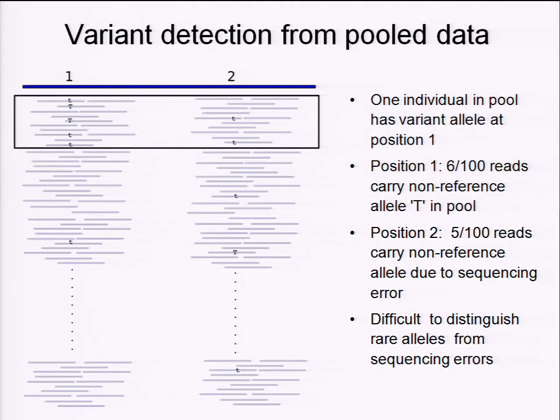So there's a figure that just tries to illustrate this, where from sequencing we have two positions in a sequence, and we have reads over this pool. At position one there is a variant allele, with about 5 reads having the non-reference allele, while at position two, 100 reads have it just because of sequencing error. At least in this example, it is still present in the sample.